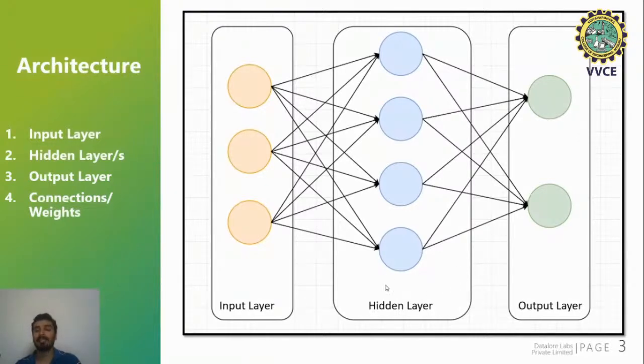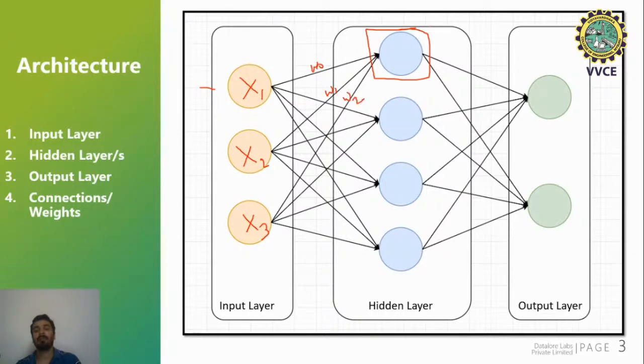Okay, let's see what exactly happens in each of these neurons. Let's do one thing. Let's take one of these neurons, and just zoom it in. If you see, we have three features here. Let's call them x1, x2, and let's say the third feature is called x3. And we have three weights. Let's call them w0, w1, and w2.